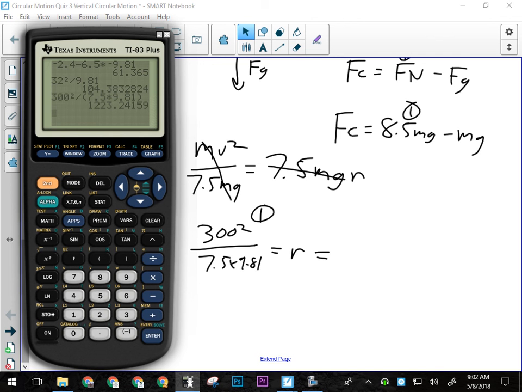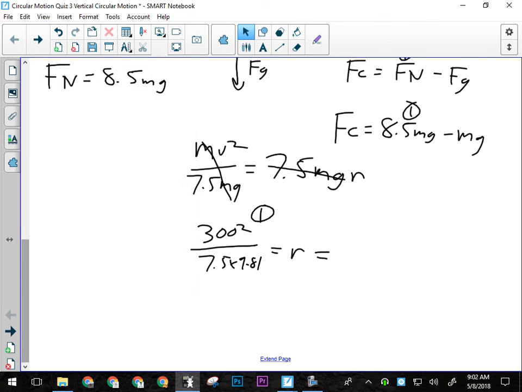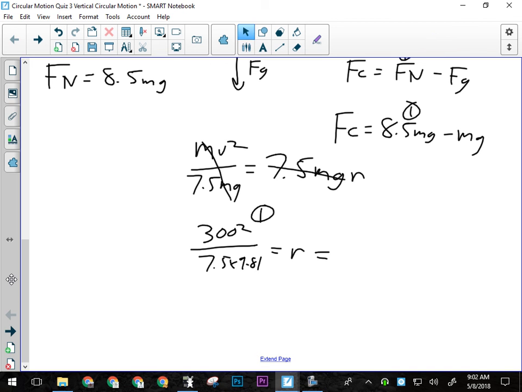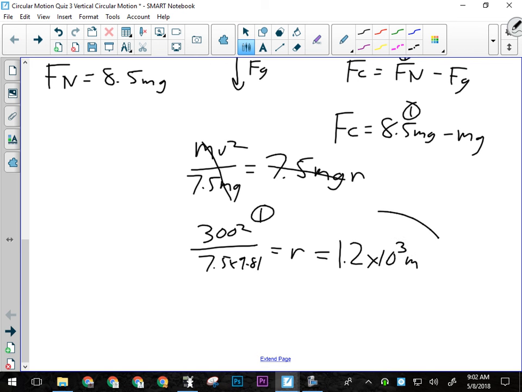All right, so the radius of this circle is, and we have how many significant figures here? 2. So 1.2 times 10 to the 3 meters. 5th and final mark.